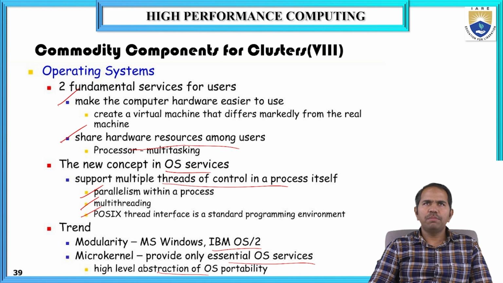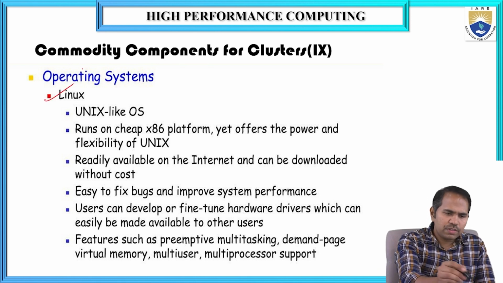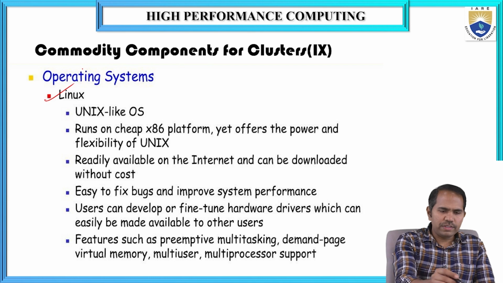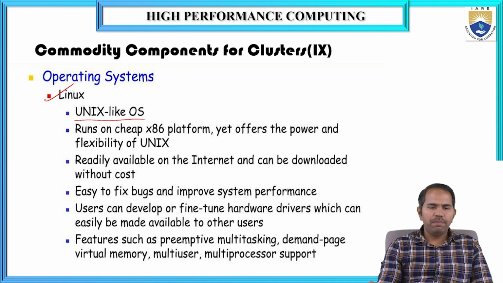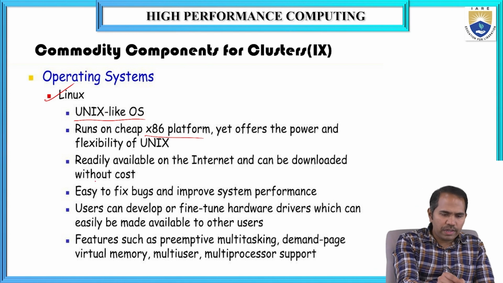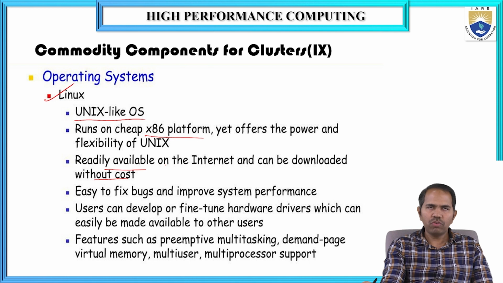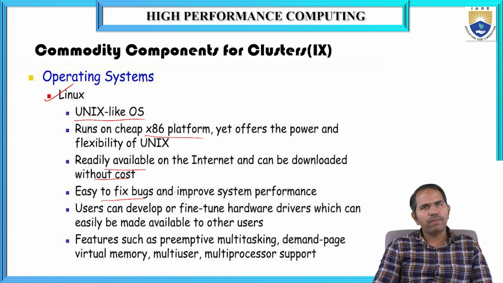Next community component for clusters is operating systems, which has Linux. Under the operating system, we discuss Linux. It follows a Unix-like operating system. Unix, one of the operating systems, runs on a cheap x86 platform. It offers the power and flexibility of Unix. And second, it is readily available on the internet and can be downloaded without cost. This is open source, and it is easy to fix bugs and improve system performance.